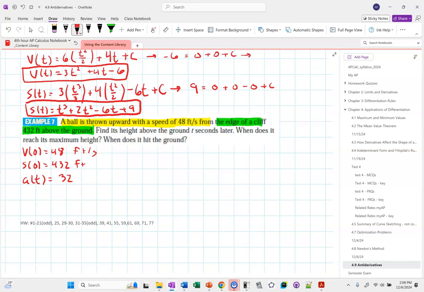But I've made a mistake here. What's my mistake? Negative. Yes, thank you. Good catch. So that's my start. What's the antiderivative of -32? Well, let's use t, and we've got a plus c there. But what's c got to be?